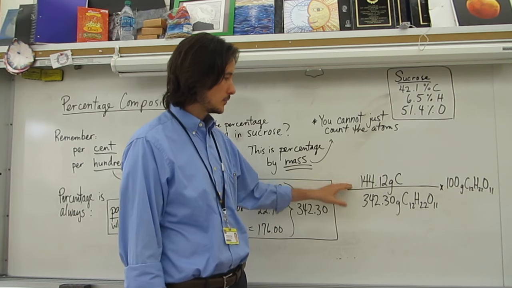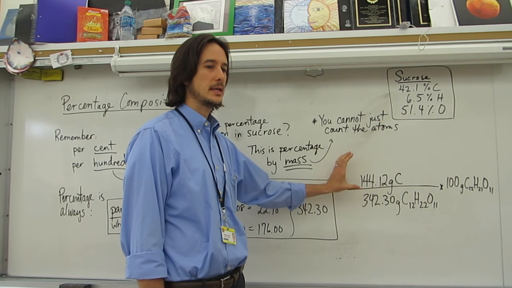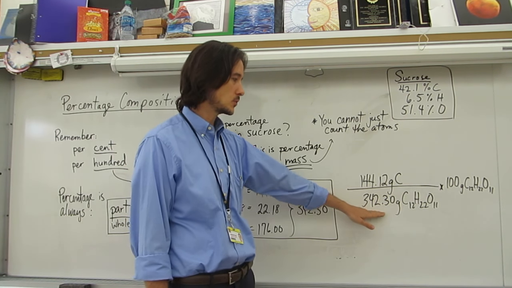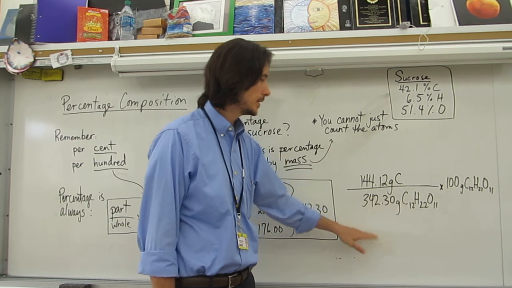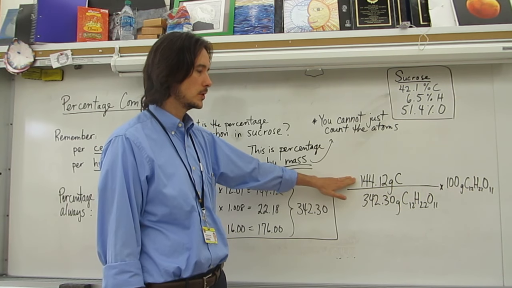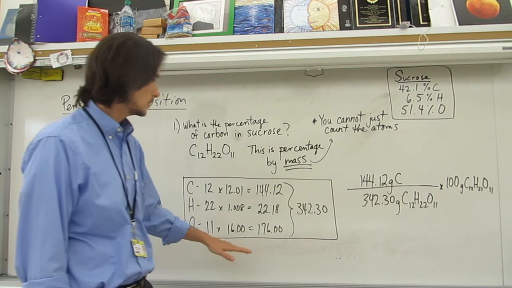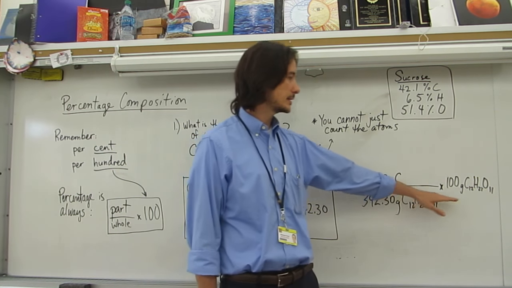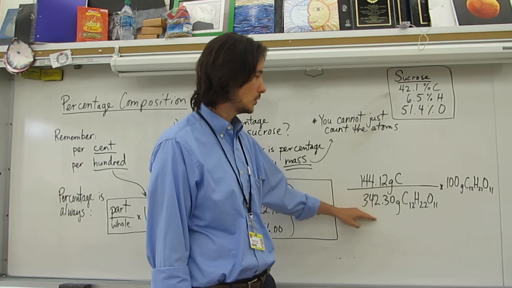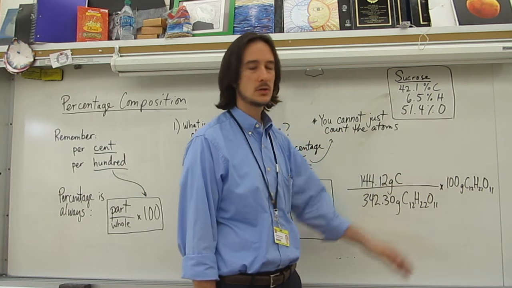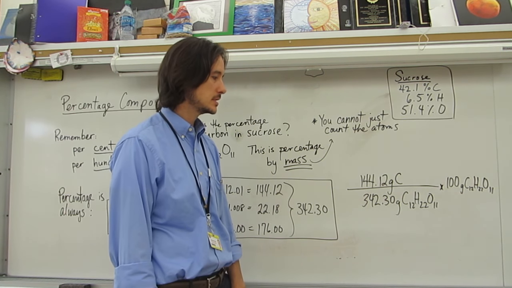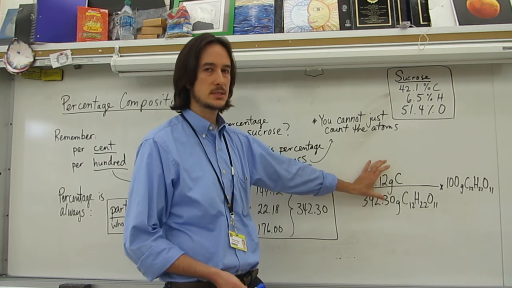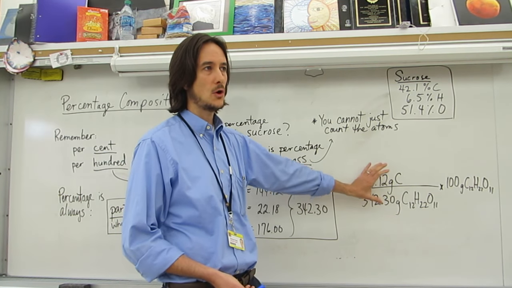So I'm writing a fraction here. The fraction I'm writing is a true statement. For every 342.30 grams of sucrose, there are 144.12 grams of carbon. So we just showed that. Now I'm multiplying that by 100. So part over whole times 100, but I've included the units here so you can really see why we're doing this, and that you can use this type of a conversion factor often in chemistry.